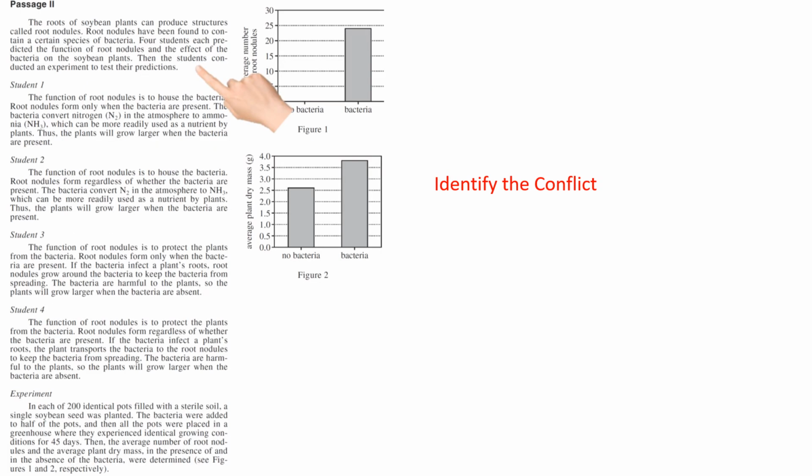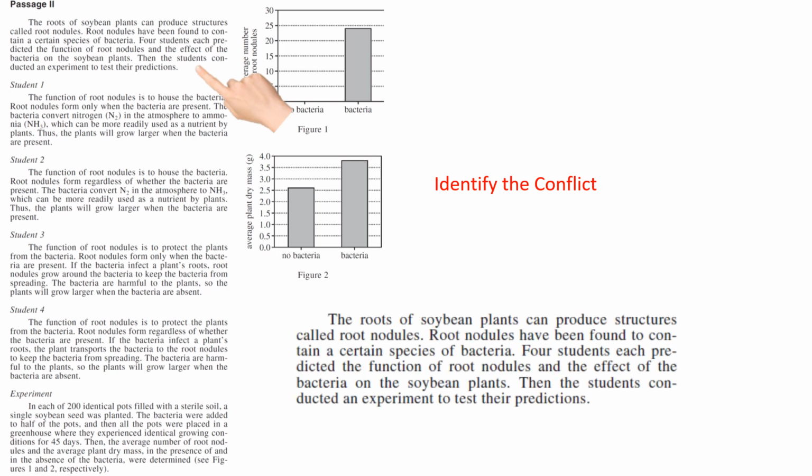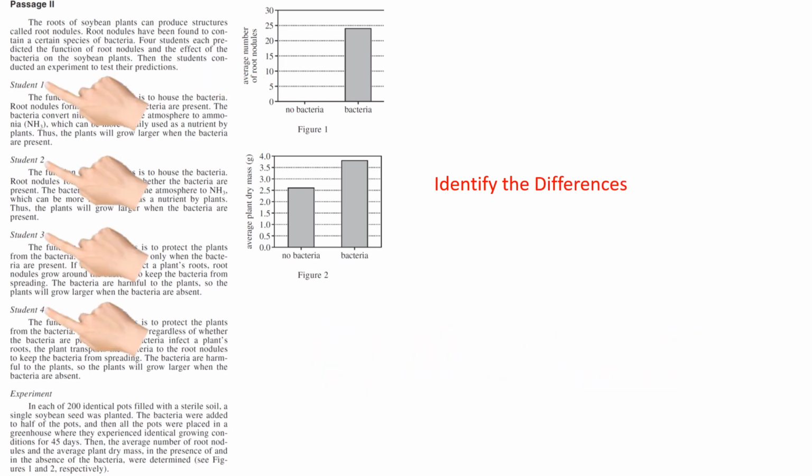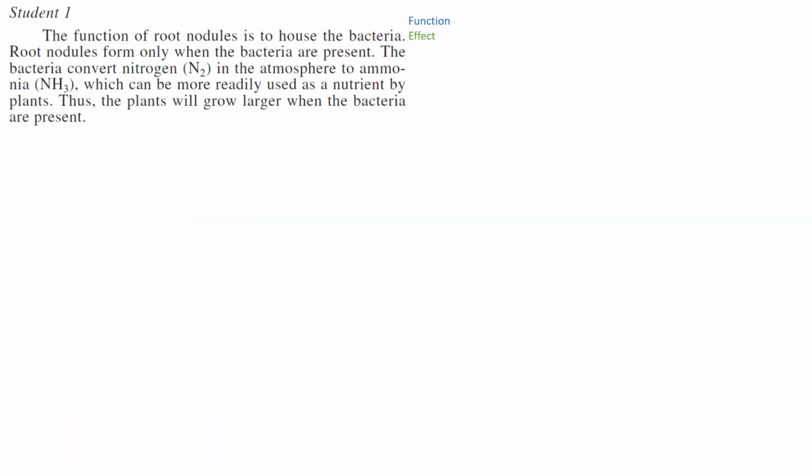Step 1 is to identify the conflict, which is in the first paragraph. It's made a little bit bigger here, and it says 4 students each predict the function of root nodules and the effect of the bacteria on soybeans. It's about soybean root nodules and bacteria. So we're looking at function and effect as the main conflict. Step 2 is going to be to identify the differences each student takes. So let's break those down.